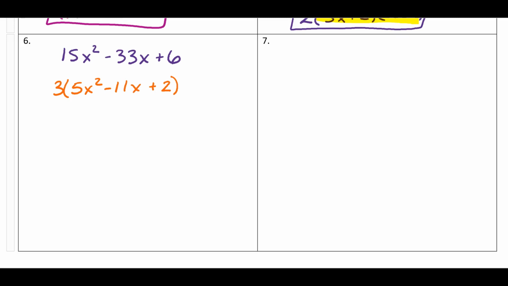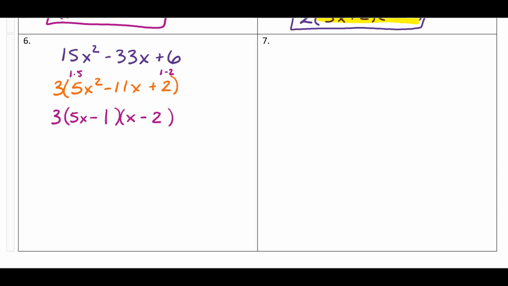So the first thing you should have done was take out the 3. All three of these terms can be divided by 3, so that's the greatest common factor. Okay, the next thing you should have done is written down your factors of 5, which are 1 times 5, and 2, which are 1 times 2. So now you should have guessed and checked until you figured out where they fit. So the final factors would have been 3 times 5x minus 1 times x minus 2.